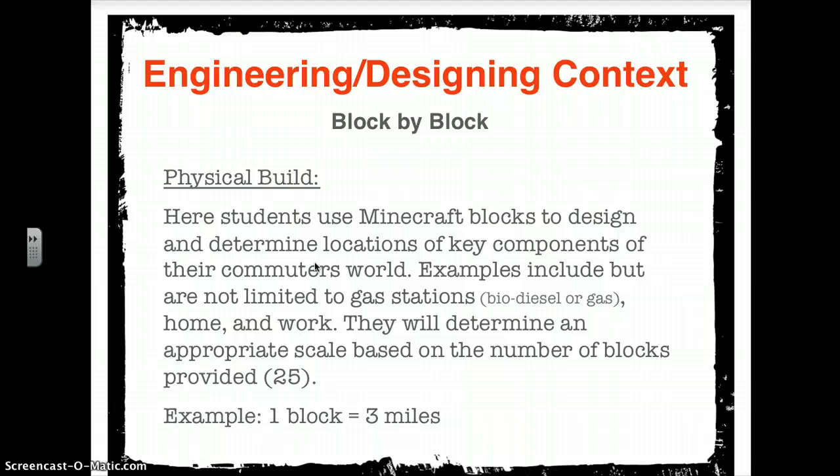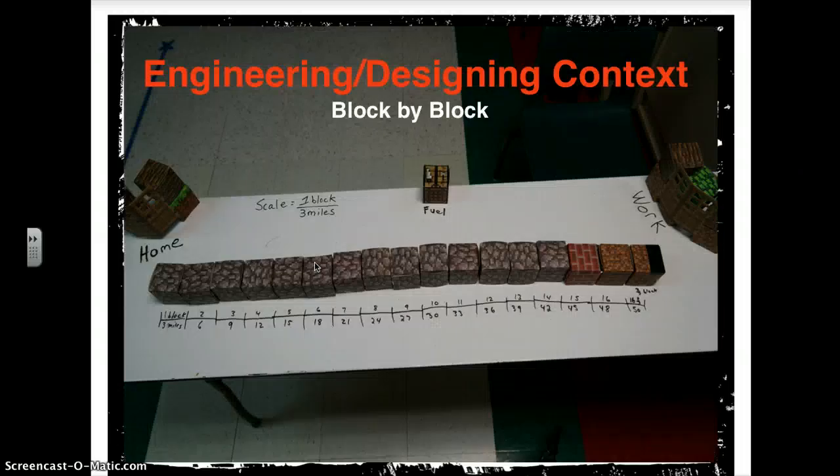So once they've done the math portion, they'll begin designing their context. Here the students will use Minecraft blocks to design and determine locations of key components of their commuter's world. Examples include, but are not limited to, gas stations, biodiesel or gas, home and work. They will determine an appropriate scale based on the number of blocks provided. They'll be given constraints, which will be 25 blocks, so they'll have to figure out a scale that works within those constraints. An example would be 1 block equals 3 miles.